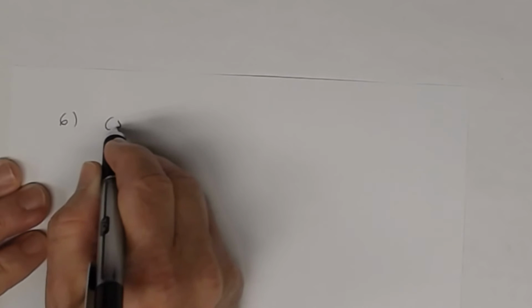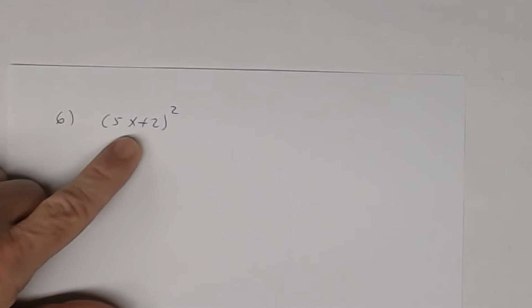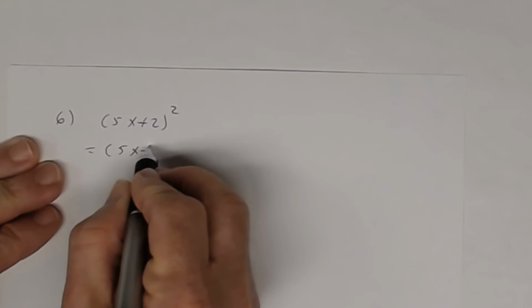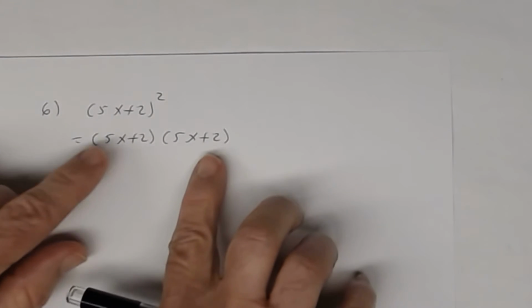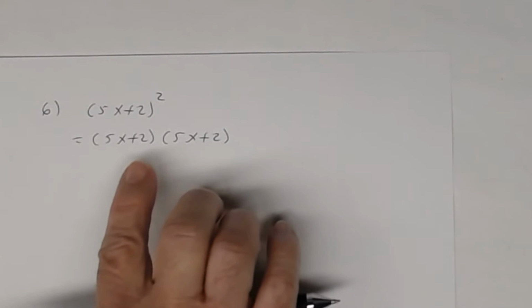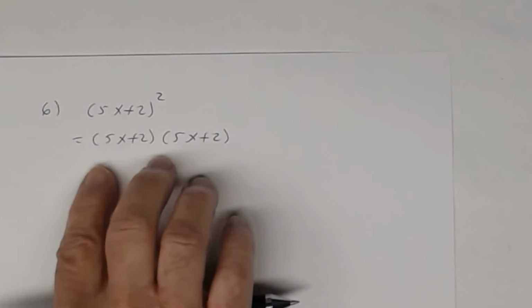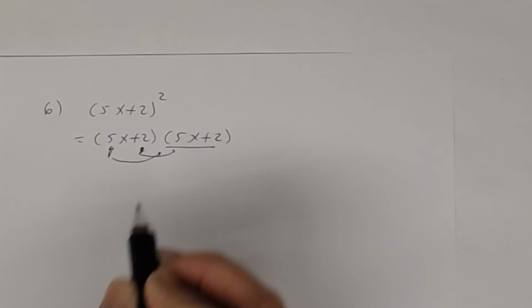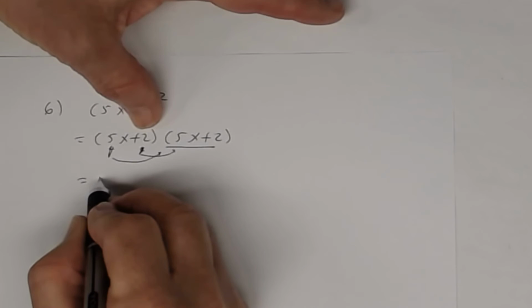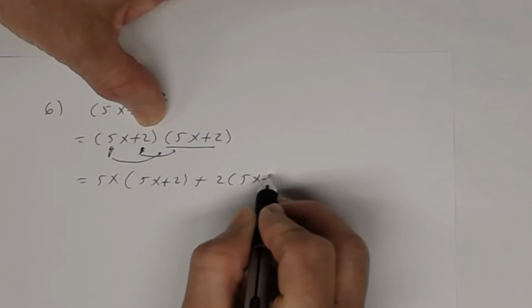So in number 6, you have 5x plus 2 squared. All right, now you have to rewrite this. You got to think about what this means. So this means 5x plus 2 times itself, right? That's what that means. And so now I can use FOIL or use the distributive property. So what I'm going to do is rather than doing both, I'm going to go ahead and take each of these terms here and multiply by the second polynomial. So I get 5x times 5x plus 2, plus 2 times 5x plus 2.